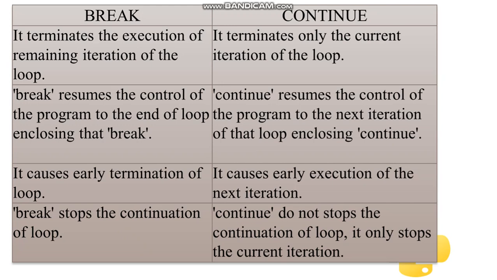Continue resumes the control of the program to the next iteration of the loop enclosing continue. So my continue will only skip the particular iteration. It will not terminate the whole block of the code. Break causes early termination of the loop. Continue causes early execution of the next iteration. Why? Because I am skipping one iteration. Break stops the continuation of the loop. Continue does not stop the continuation of the loop. It only stops the current iteration.